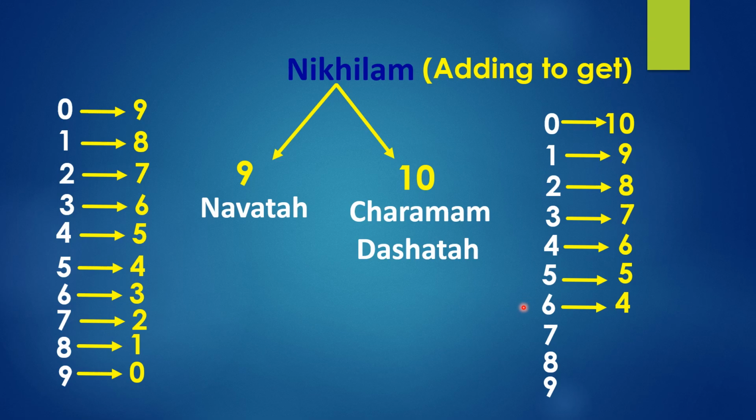Now, how much should be added to 5 to get 10? Absolutely, it is 5. Now, to 6, how much should be added? It is 4. How much should be added to 7 to get 10? It is 3. How much should be added to 8 to get 10? 8 plus 2. 9 plus how much is 10? 1. So this is Charamam Dashataha. If you know these two things, the subtraction becomes very, very easy for you and you can do it in a fraction of seconds.